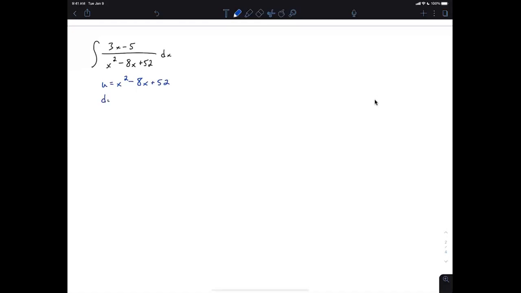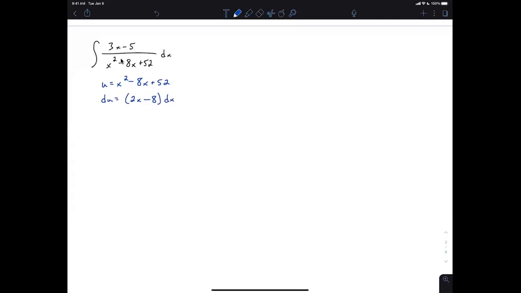And then du is 2x minus 8 dx. And now normally we would say, okay, that's going to be too hard to get out of here, but it turns out it does work. And so we're going to do a lot of manipulation in order to get the 2x minus 8 on the top. We're going to do that in a couple steps.